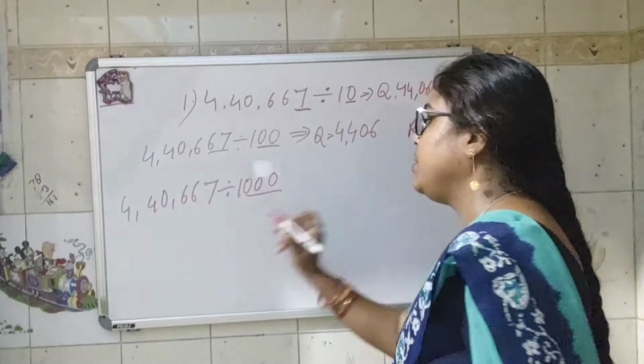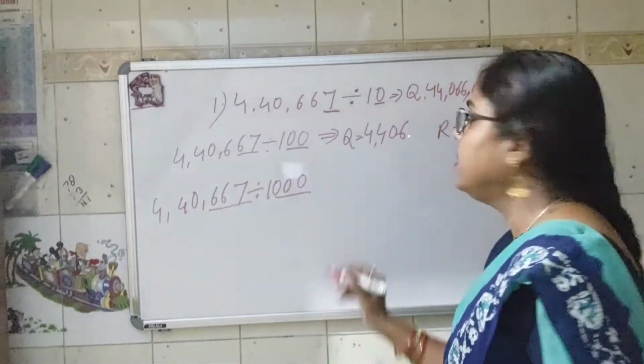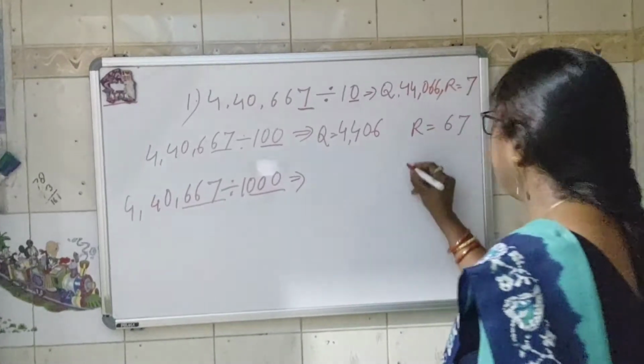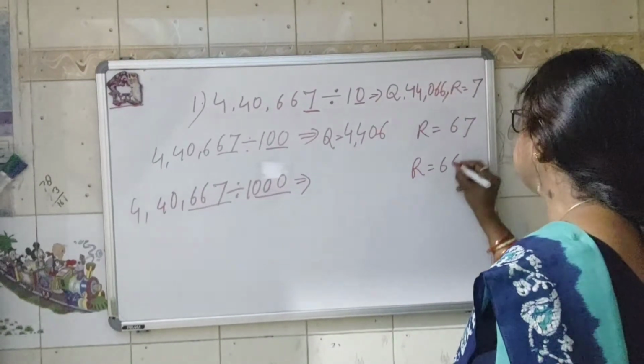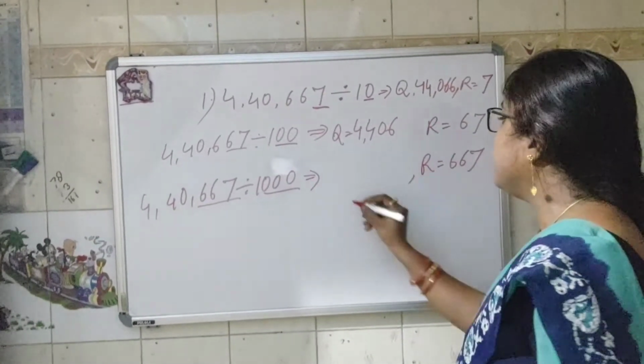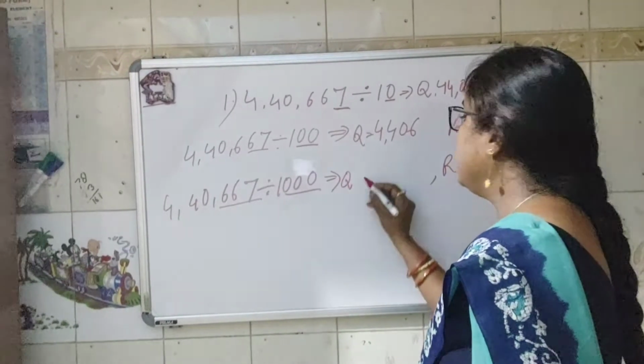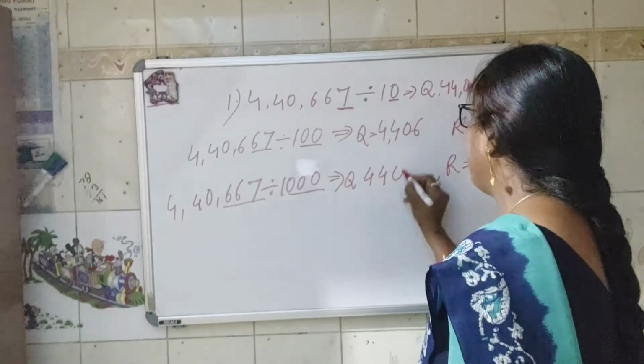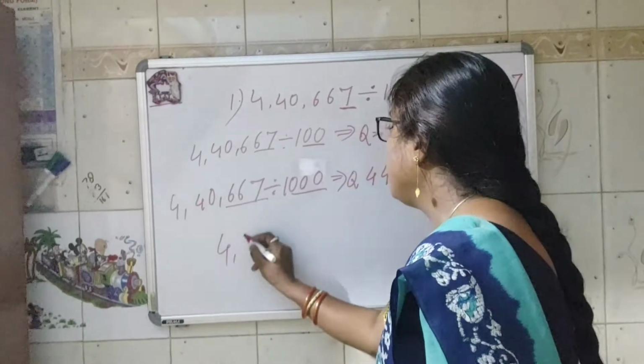Then the same number divided by 1000. How many zeros? 3 zeros. It means 3 digits will be the remainder. So first we will write down the remainder. The remainder is 667. After that, whatever number is left, that will be the quotient. So it is 440.